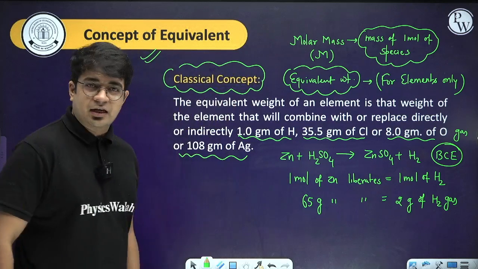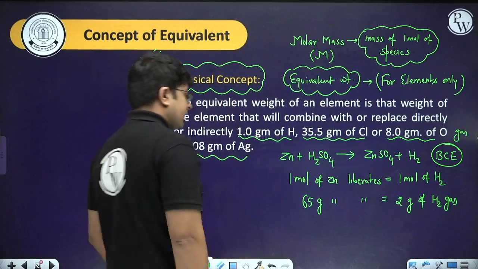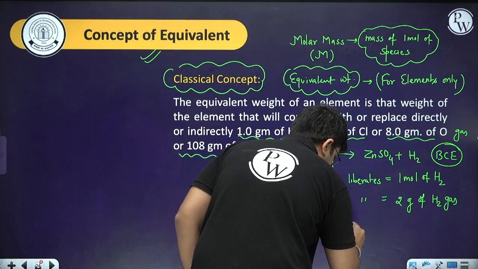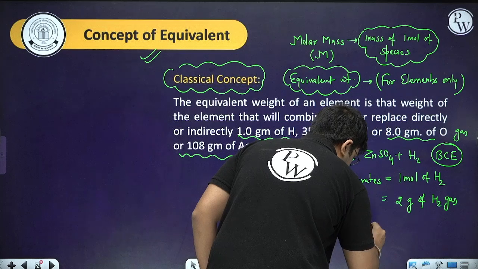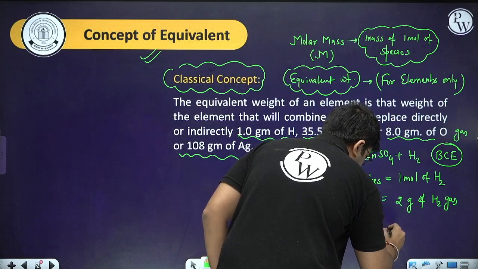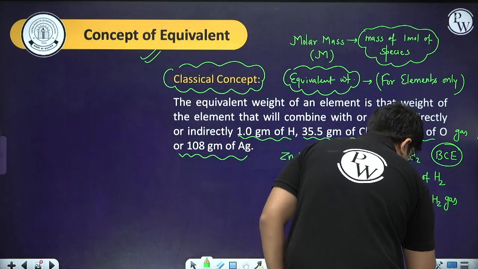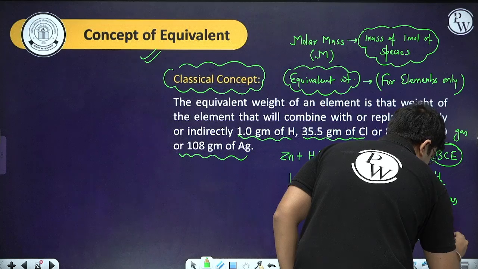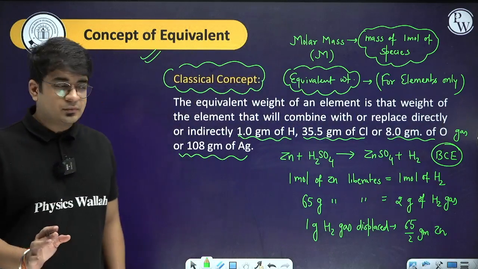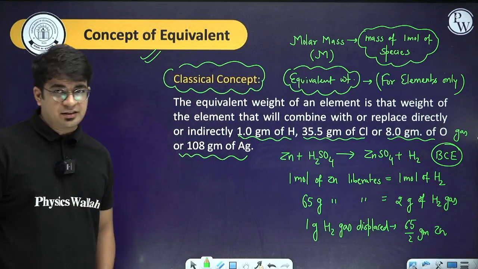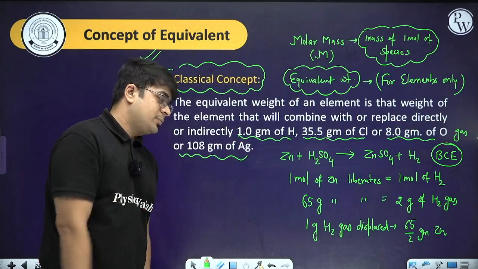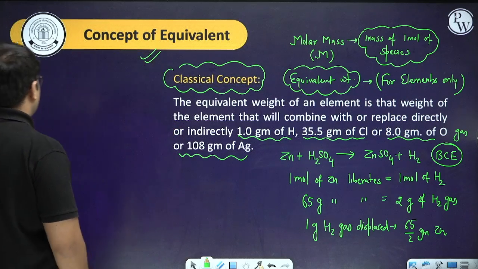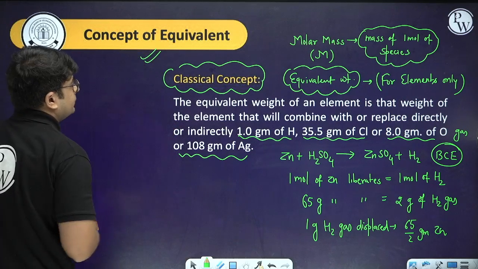From this calculation, can I say that 1 gram of H2 gas will be displaced by 65 by 2 gram of zinc? If 2 gram is displaced by 65 gram, then 1 gram will be displaced by 65 by 2. I'm not solving this.